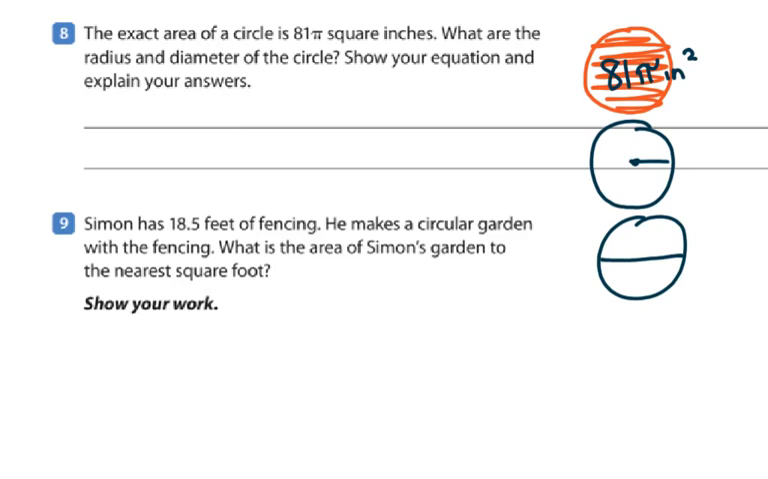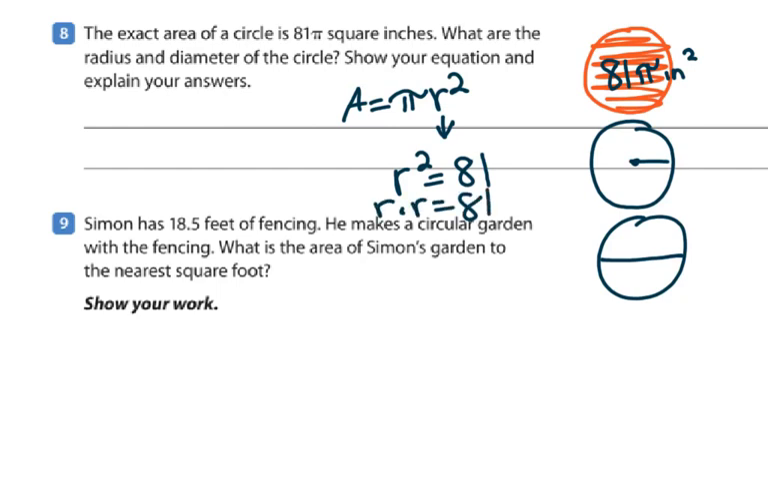what I would do first is I realize that if the area is pi radius squared, then 81 must stand for what r squared is. So in other words, r squared equals 81. Well, what number times itself is 81? 9. So the radius is 9. And then 9 times 2 gives me 18 for the diameter. So radius is 9 and diameter is 18.